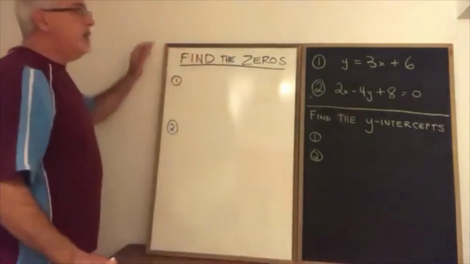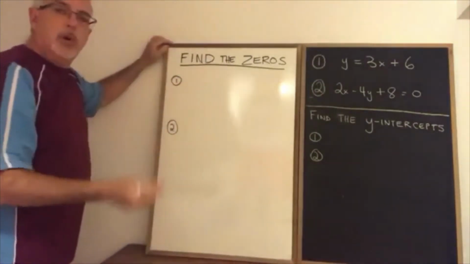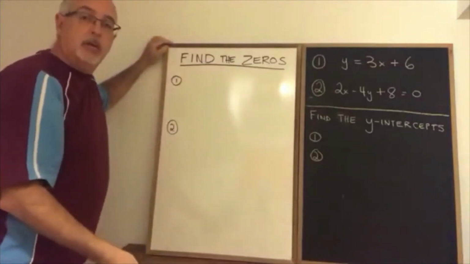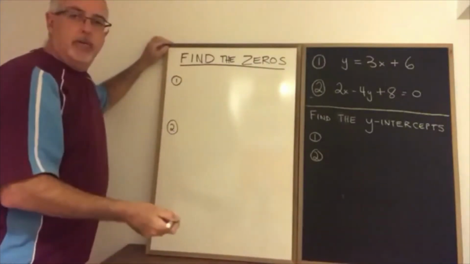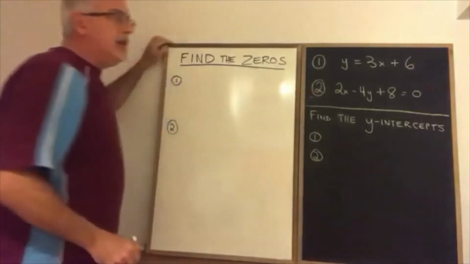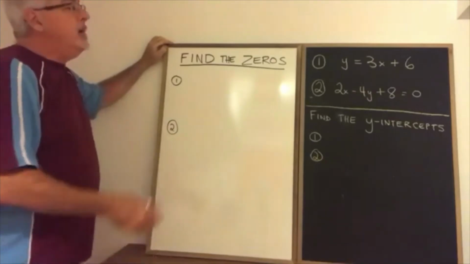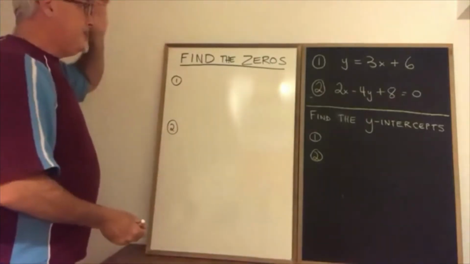Here we have two straight line equations, equation 1 and equation 2. Equation 1 is in y equals ax plus b form, which is one of the standard forms for the equation of a straight line. And equation 2 is in the ax plus by plus c equals 0 form, which is another standard form for the equation.